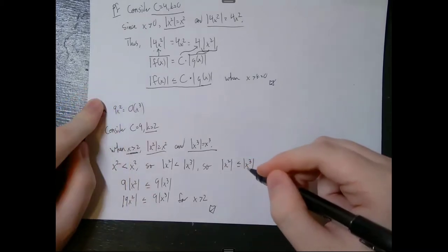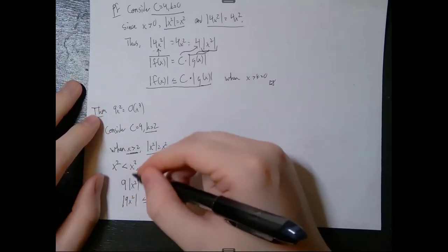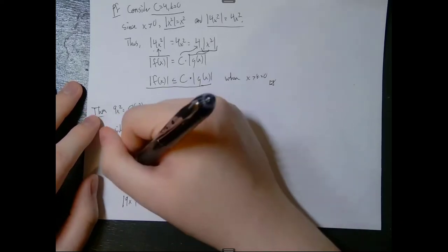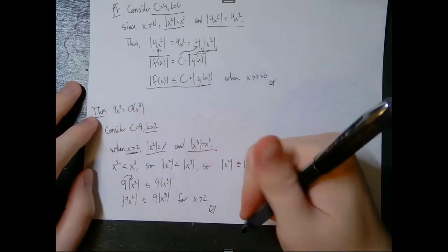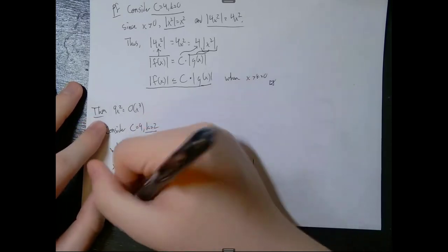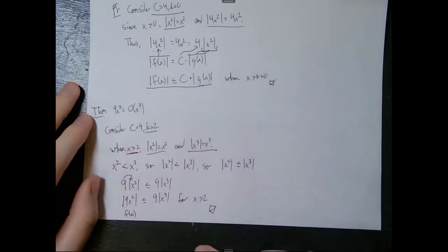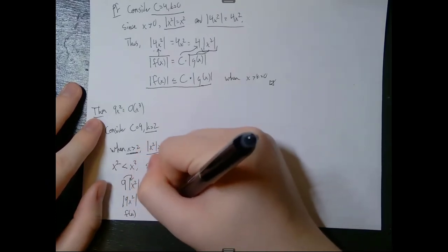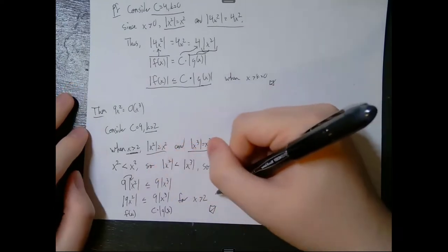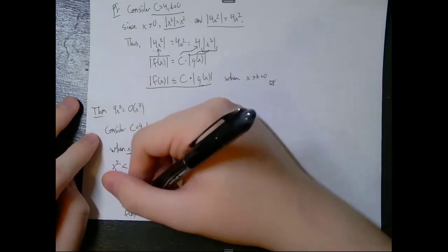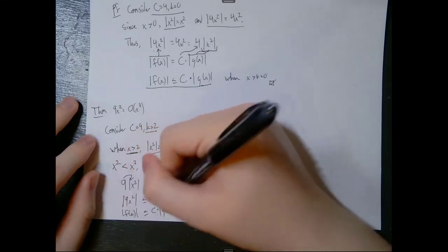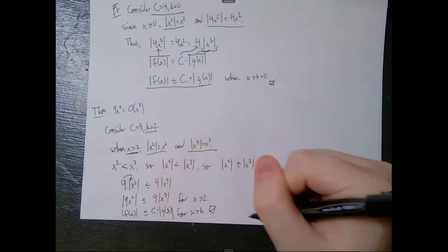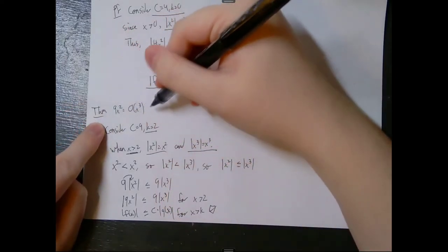I'll multiply both sides of the inequality by 9 to get 9 times the absolute value of x squared is less than or equal to 9 times the absolute value of x cubed. And then we can actually move this inside because 9 is positive, and then we'll get the absolute value of 9x squared, which is f of x, is less than or equal to 9 times the absolute value of x cubed, which is c times g of x for x greater than k. So because the absolute value of f of x is less than or equal to c times the absolute value of g of x for all x greater than k, we know that 9x squared is O of x cubed.